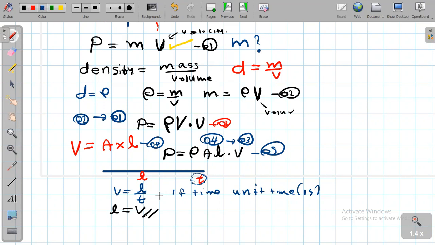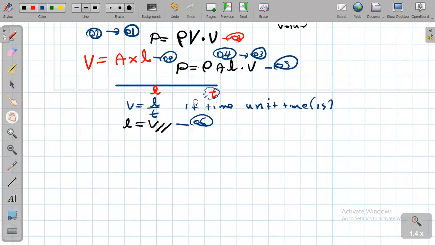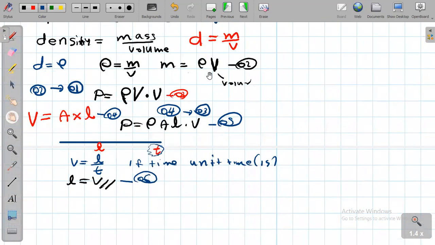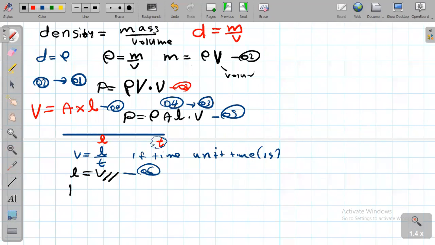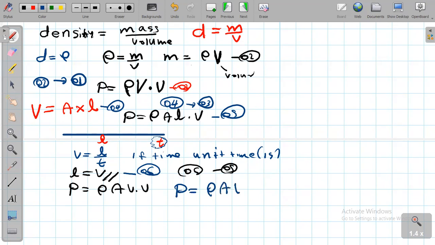Now, this is the final most. Now, I'm going to drive the final nail into the coffin. Equation number 6. I'm going to plug this in. Now, the equation is getting finalized. P equals equation number 6 into equation number 5: V equals rho A V dot V. It looks really ugly. Now let me make it beautiful. Rho A V to the power 2 is my momentum equation.